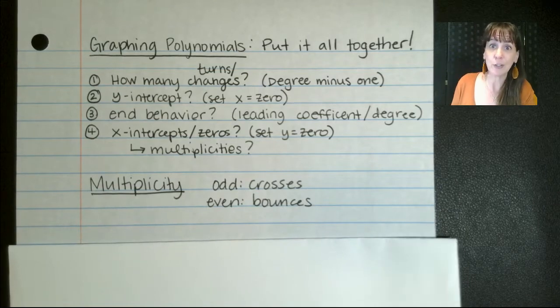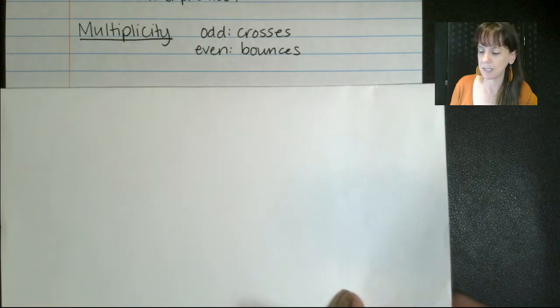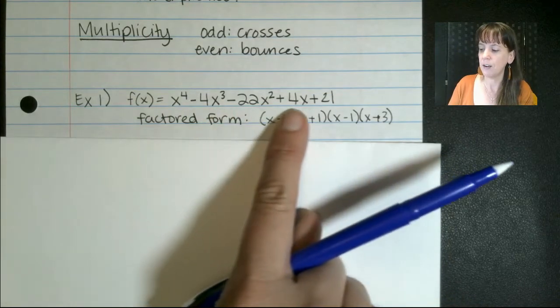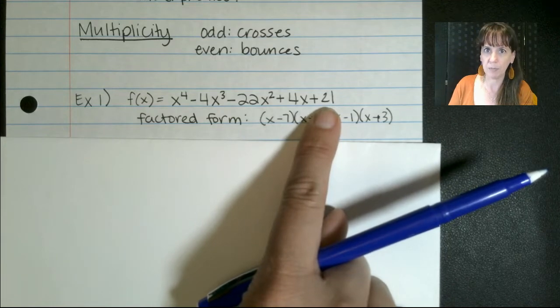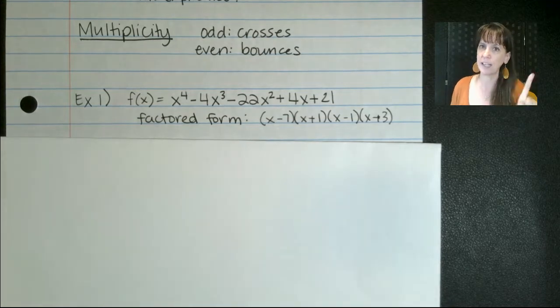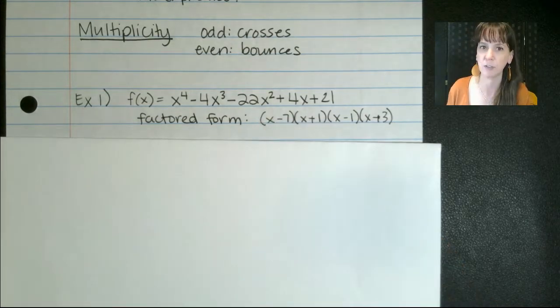Go ahead and write this down in your notebook. You're going to want this, and it'll make sense in a minute. But odd crosses, even bounces. So what does that mean? That means if I have this form of a polynomial here, and this is in standard form, and then I went ahead and factored it out. Now, again, you're not going to know how to factor these until later on in the unit, but for right now, I've gone ahead and factored this for you.